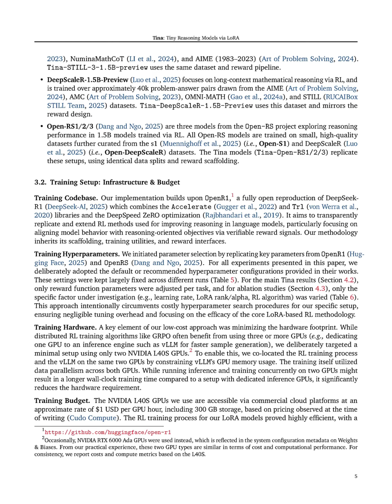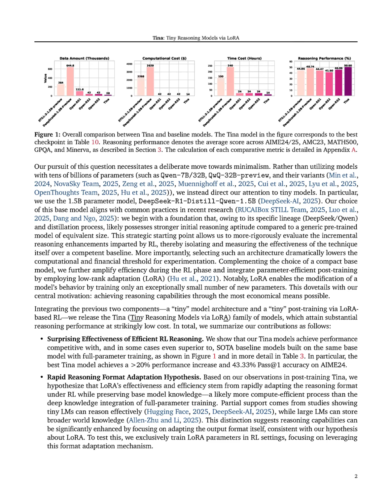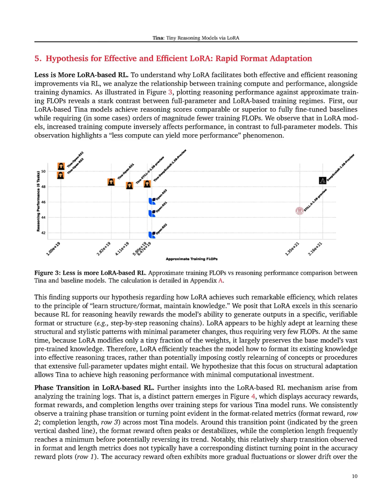The TINA method offers several theoretical and practical advantages over traditional full-parameter training methods for language models. Firstly, it utilizes a compact 1.5B parameter model, which significantly reduces computational and financial costs, allowing for a more accessible experimentation process. Reproducing the best TINA checkpoint costs only $9. Secondly, by employing low-rank adaptation, LoRA, during reinforcement learning, RL, TINA achieves substantial reasoning performance with minimal parameter updates, demonstrating that effective reasoning can be cultivated without extensive retraining of the entire model.